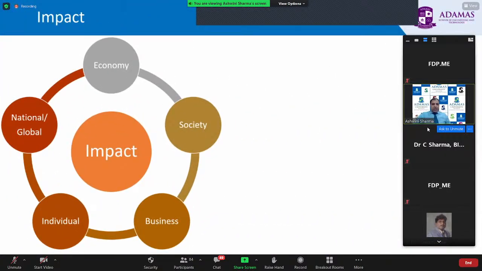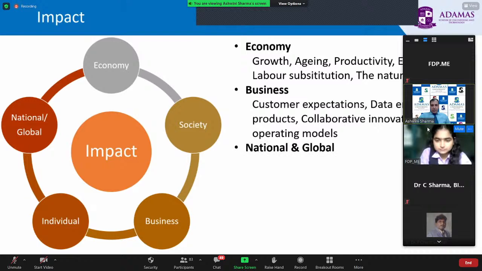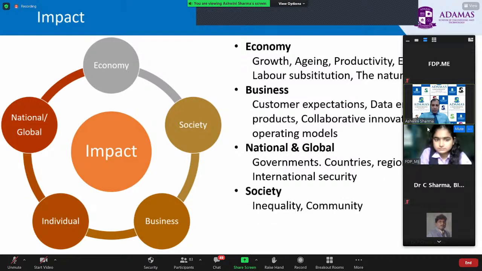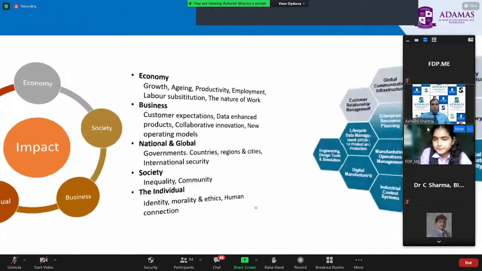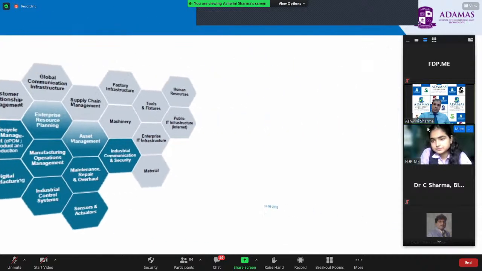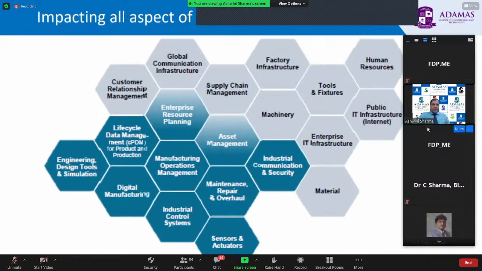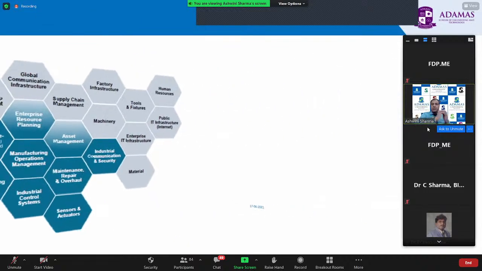Okay, so this is the impact of it on economy, society, business, individual, and national and global impact. I think this can be understood or is self-explanatory. Impacting all aspects of the value chain, we'll see that. Then coming on to this value chain, I was talking about, we will see that in the coming slides. So all kinds of functions, right from the beginning to end, happen to be integrated, and that's how the value is created out of it, and that's where the supply chain comes into the picture.